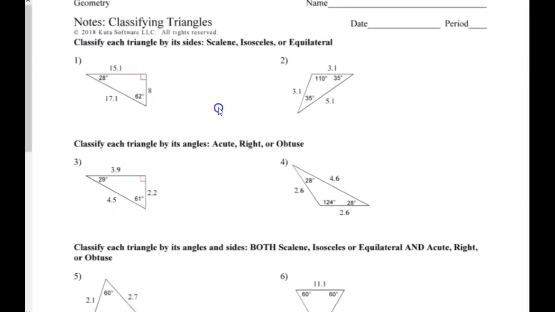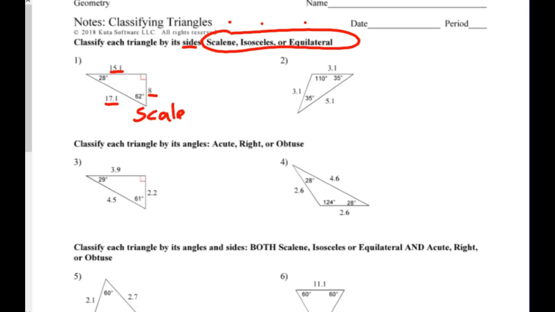So, here we go. Classify each triangle by its sides. So again, just by its sides. These are your options. So number one, each of these sides is different, right? Each side length, none of them are congruent or equal in their measure. So which one of these would that be? Scalene.